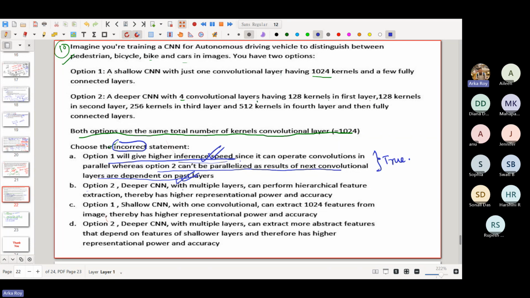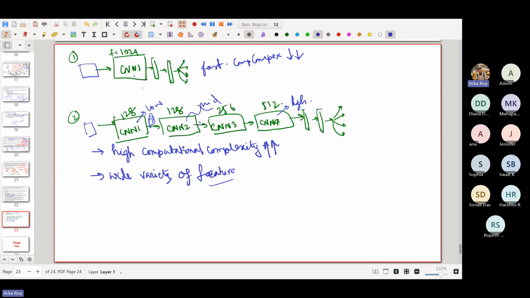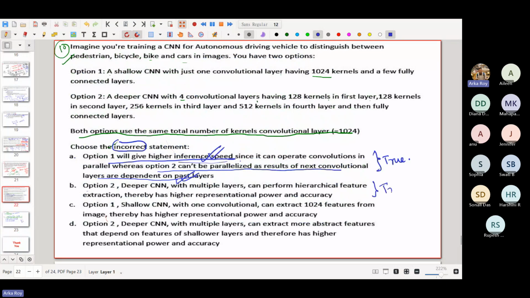Option 2, deeper CNN with multiple layers can perform hierarchical feature extraction, thereby higher representation power and accuracy. So over here you have a deeper CNN in case of model 2, and this deeper CNN can extract hierarchical features. Hierarchical feature means first you extract low level features, then mid level features, then high level features. So there is a hierarchy. So option 2, or option B, is also true, right?